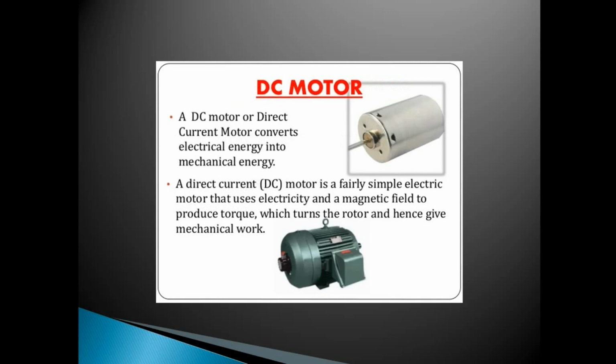DC motor. A DC motor or direct current motor converts electrical energy into mechanical energy. A direct current DC motor is a fairly simple electric motor that uses electricity and a magnetic field to produce torque, which turns the rotor and hence gives mechanical work.